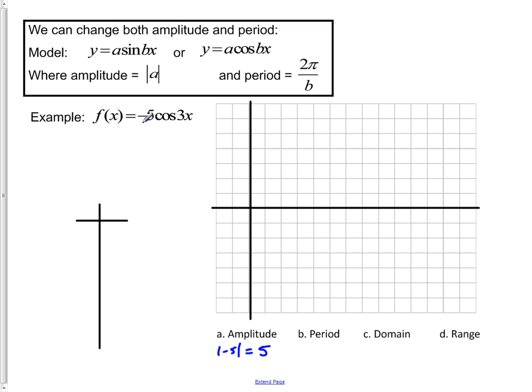However, that negative 5 is going to affect the way the graph goes because that negative is going to cause a reflection of what the original cosine graph would look like. But for our purposes, we're going to go with an amplitude of 5.